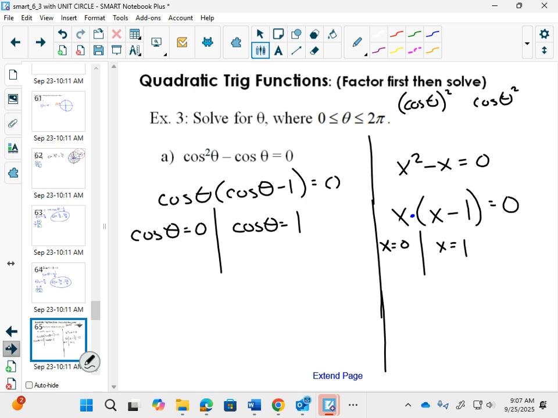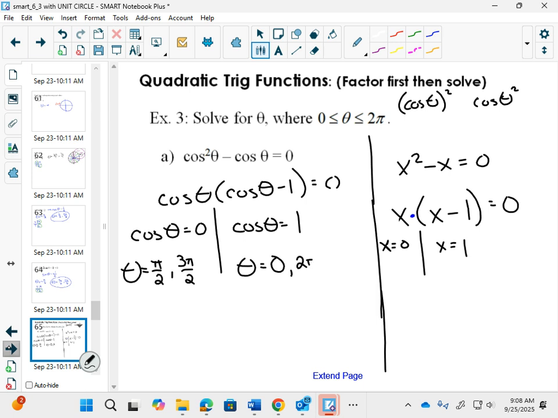And now it becomes a pie plate question. You see this is your axis family? Where is your x coordinate equal to 0? Pi over 2 and 3 pi over 2. Axis family question again. When is your x coordinate equal to 1? 0 and 2 pi.